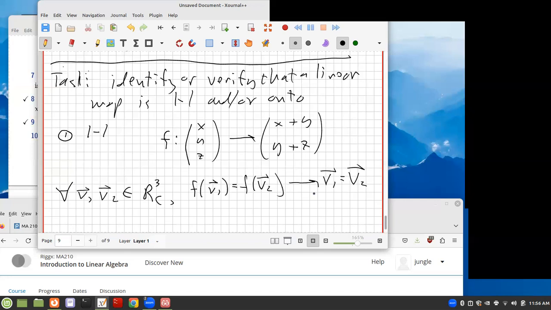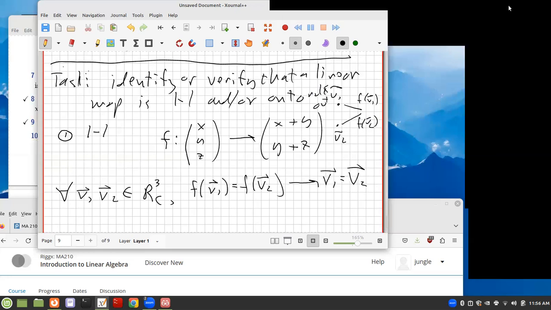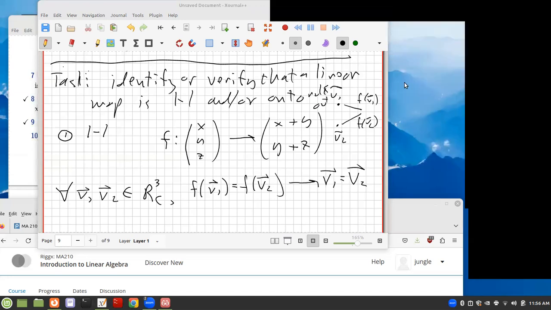Okay? And because this says, okay, if the two images are the same, it rules out the situation where you have v1, v2 going to the same vector. It rules out this one here. Let me see, make sure I'm actually, okay, good.